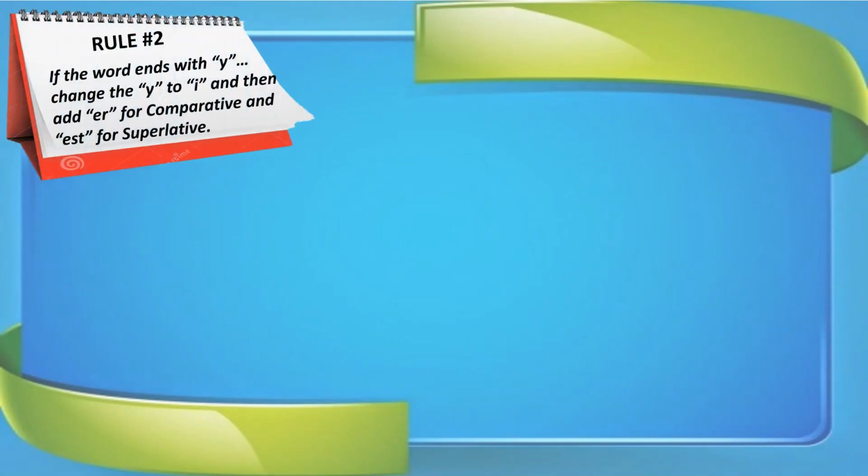In rule number 2, it says that if the word ends with the letter Y, you have to change the letter Y to I, and then you need to add ER for comparative and EST for superlative. It may sound a bit confusing, but with the help of examples, you will be able to understand this rule better. So let us look at the very first example.